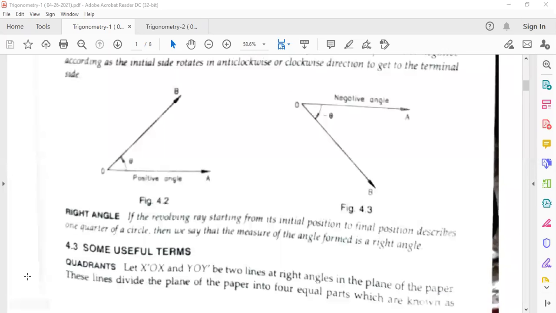Okay, now we are going for the right angle. Someone has any question, then you can ask me. Vishnu, please, you can unmute yourself and ask me the question.